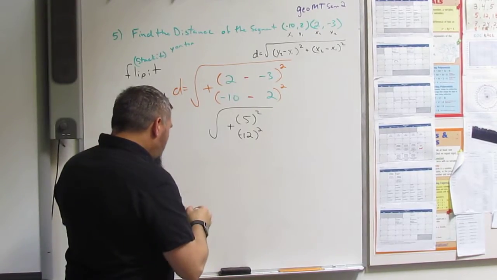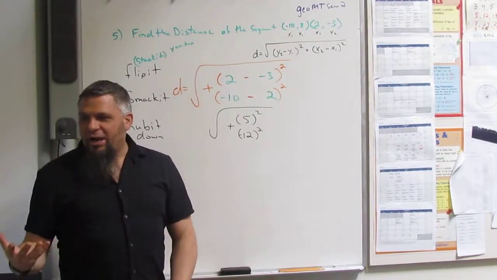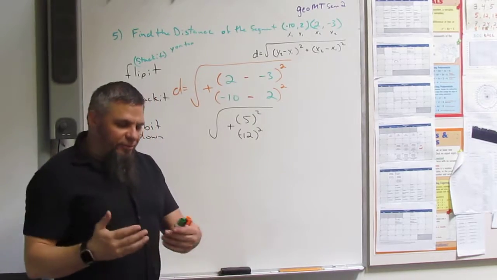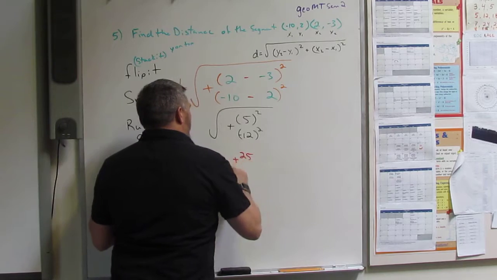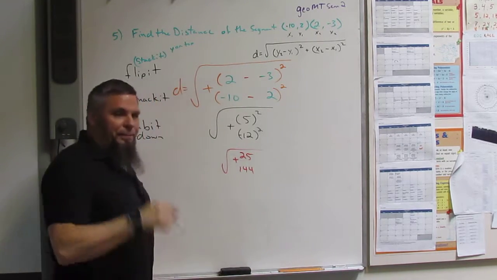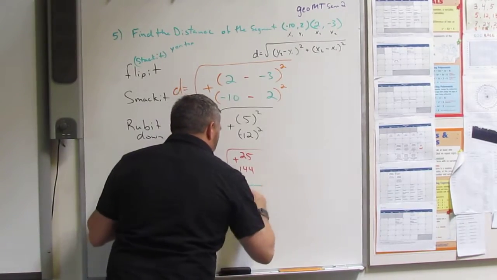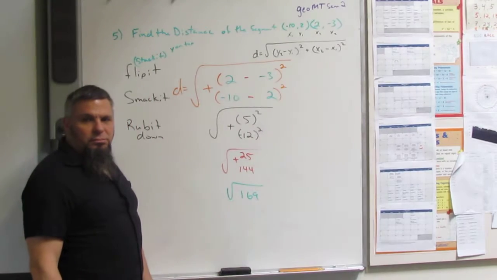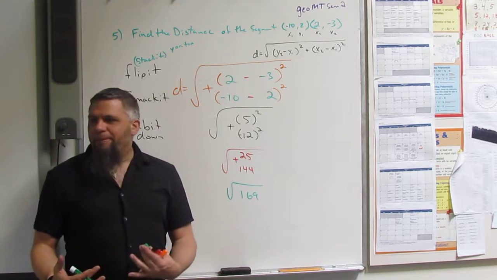Okay? Now, when I square it, 2 negatives become a positive, right? 2 positives become a positive. So these just become positive. So 5 squared is 25. And 12 squared is? 144. Okay. And so now I have 169. Okay. Now we got to square root that number.